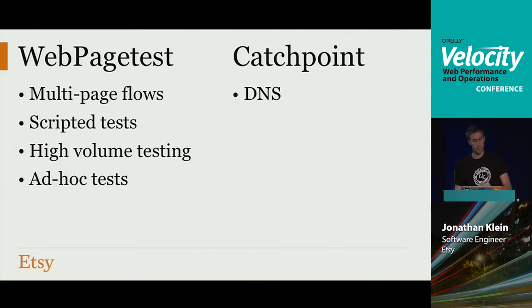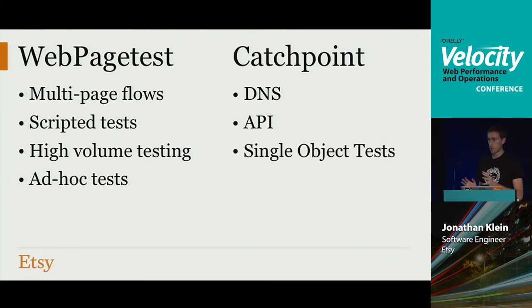On the Catchpoint side, we use it pretty heavily for DNS requests, API requests, and single object tests. These are all examples of things that I think Catchpoint optimizes for a little bit better. Because they're single requests, we're not getting waterfalls. We're just wanting to request a single thing. It's very easy for us to check off a bunch of different locations, run them pretty often, and it is pretty inexpensive to do that.